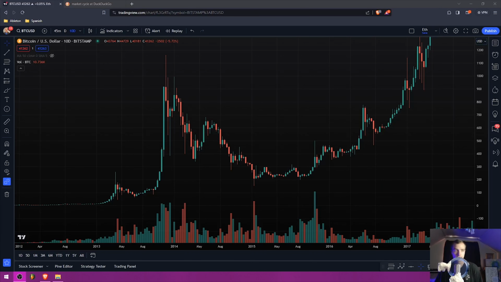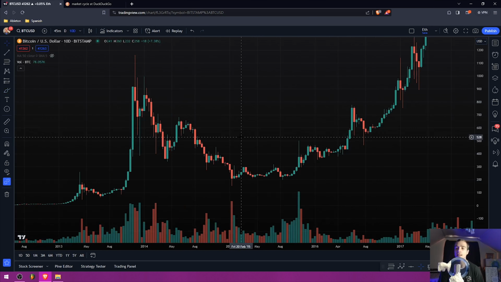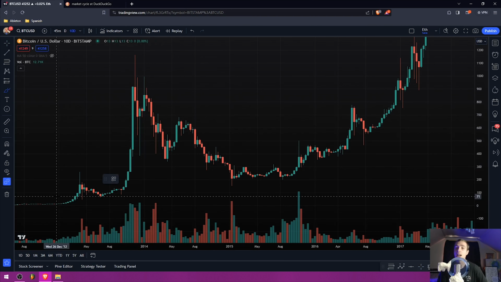So, market cycles. As you guys can see here, we have Bitcoin on the 10-day candlesticks. And this is a really good example of a market cycle. So before we run over exactly the different phases of a market cycle, let's just go ahead and look at the main thing that happens in a market cycle. A market cycle means that the market is cycling. So it goes up, it goes down. It has cycles where it's in a bull market, it has cycles where it's in a bear market.